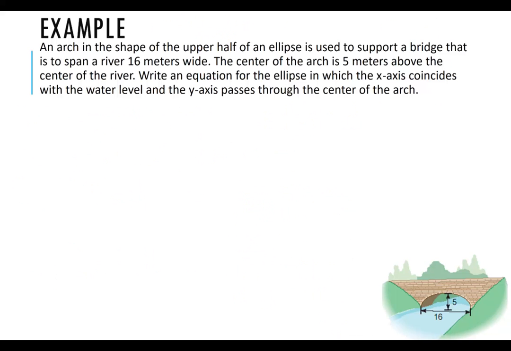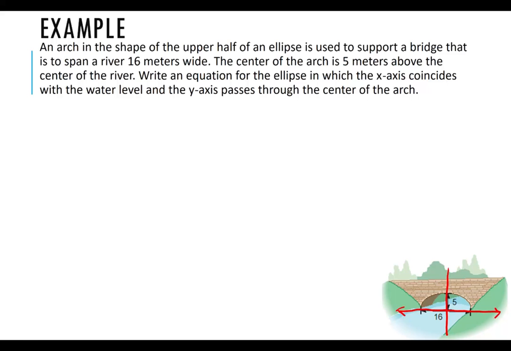An arch in the shape of an upper half of an ellipse is used to support a bridge that is to span a river 16 meters wide. The center of the arch is 5 meters above the center of the river. Write an equation for an ellipse in which the x-axis coincides with the water level and the y-axis passes through the center of the arch. Alright, so let's kind of superimpose an xy coordinate plane on this.